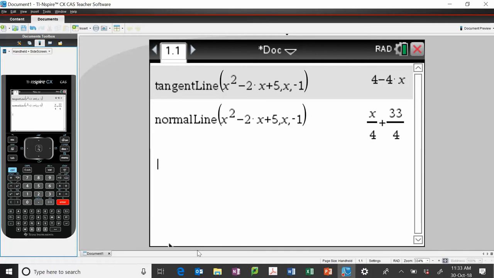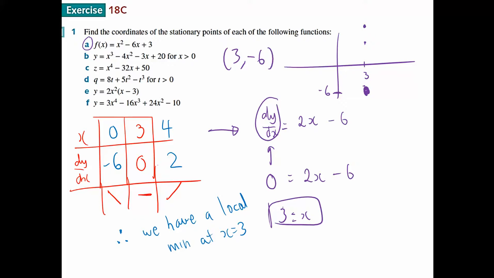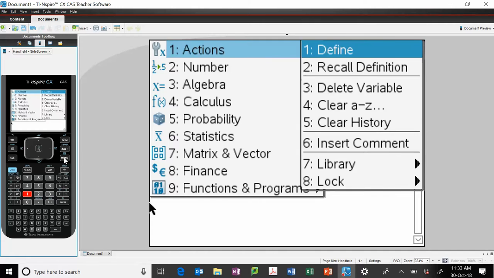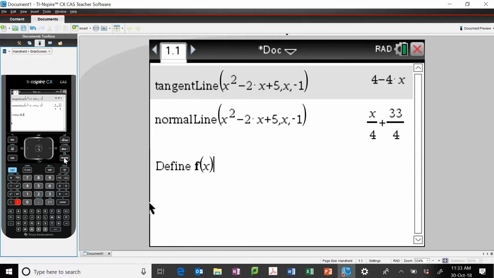Here we go. Let's say what we did today in class. Find stationary points, I said derive the function and let it equal 0, right? Then I want you to define this function here, x squared minus 6x plus 3. So let's do that. I'm going to go define. Anyone remember the shortcut to do menu, define? Menu, 1, 1. Or I'll just do it again. Menu, actions, which is 1, define. f of x is equal to x squared minus 6x plus 3, okay? Define the function.